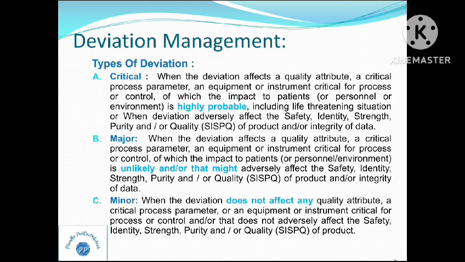Now minor. When the deviation does not affect any quality attribute, a critical process parameter or any instrument. Generally, any recording error during the manufacturing process, a person skipping the process writing during batch manufacturing, any such examples are examples of minor deviation.